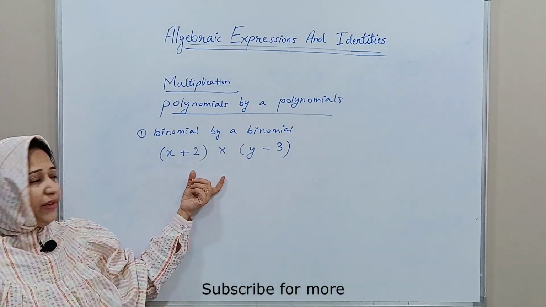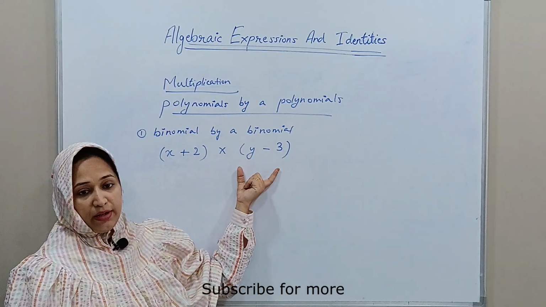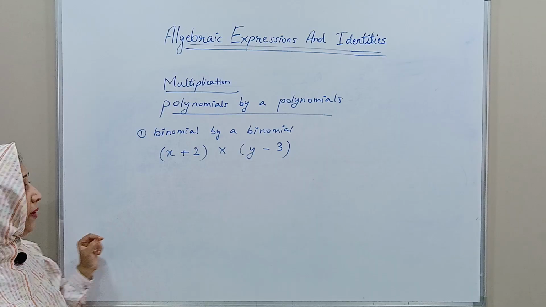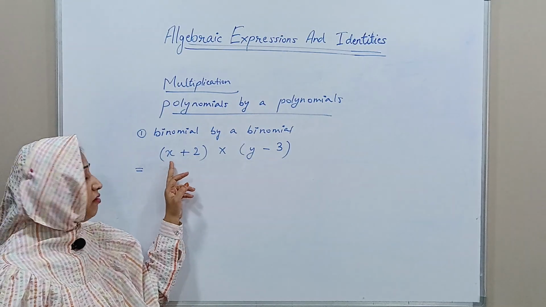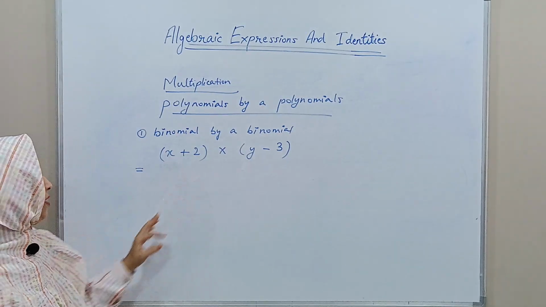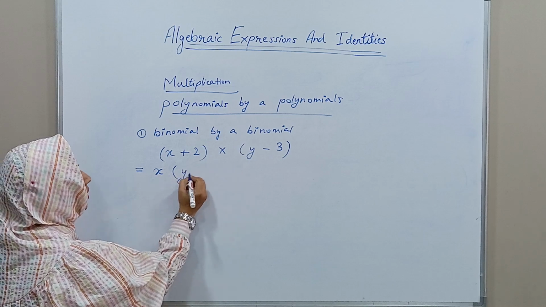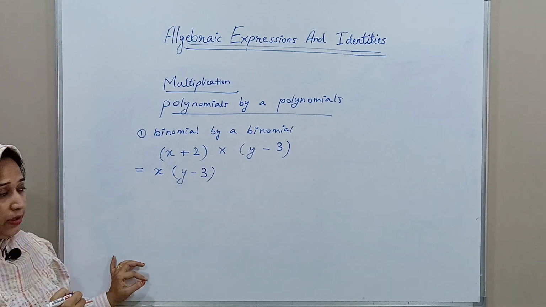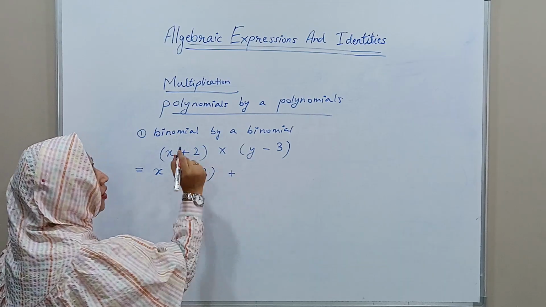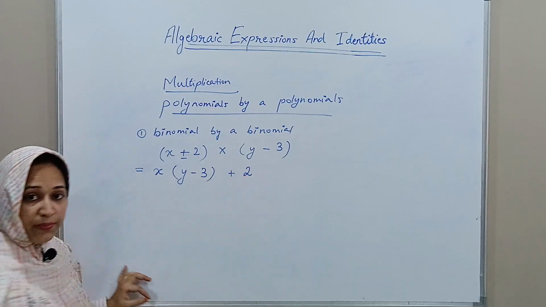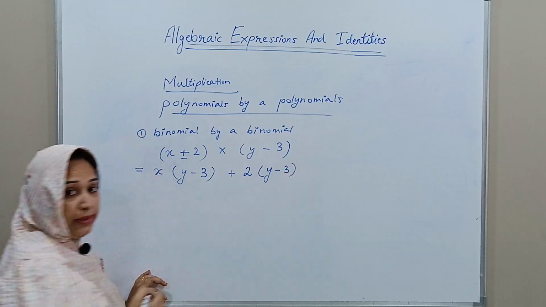An example I have already written. Suppose we have a binomial x plus 2 and another binomial y minus 3, and we are supposed to multiply them. So, let us start. First consider the first term of the first binomial, that is x, and multiply the second binomial completely, that is y minus 3. Then you have a plus sign here, so put a plus sign. Write the second term of the first binomial, that is 2, and again the second binomial completely.